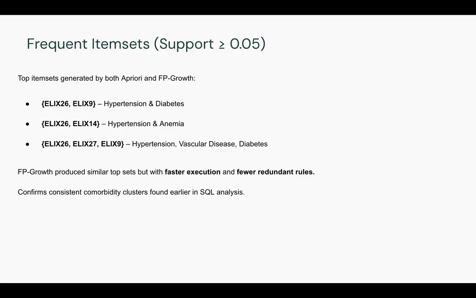Frequent item sets. Both Apriori and FP-Growth found the same top frequent item sets: hypertension with diabetes, hypertension with anemia, and the triple hypertension, vascular disease, diabetes. These findings align with the SQL results and confirm consistent chronic disease clusters across methods.